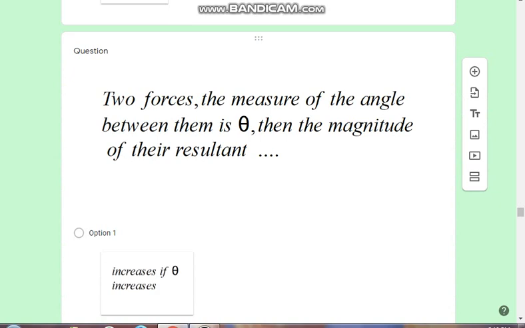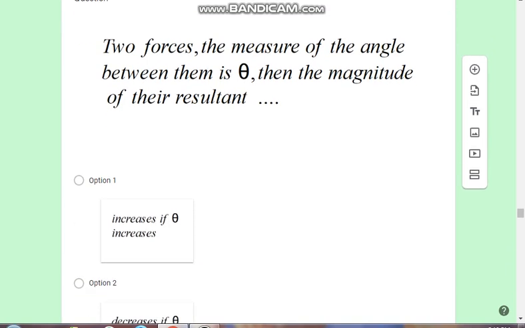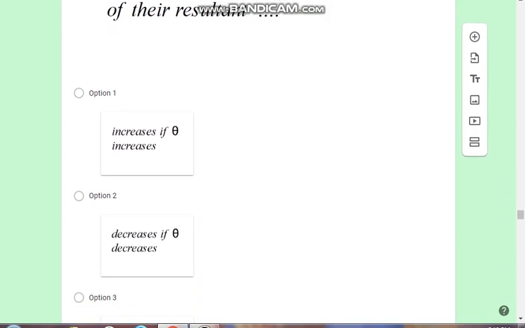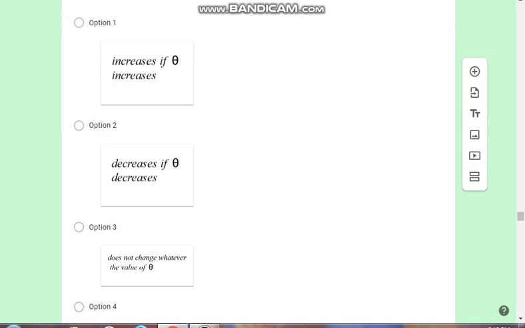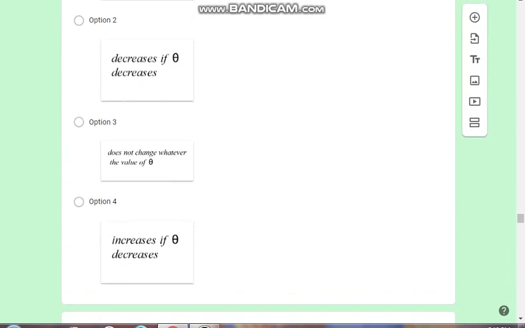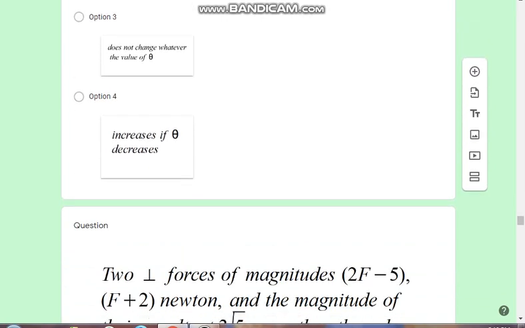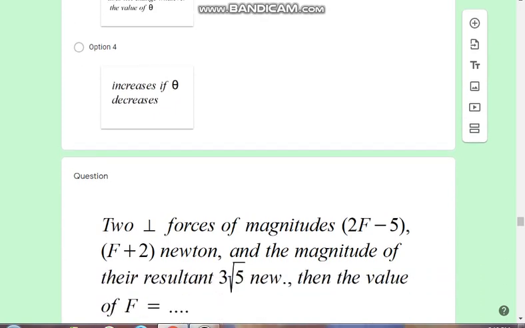The next: two forces, the measure of the angle between them is theta. Then the magnitude of their resultant increases if theta increases, decreases if theta decreases, does not change whatever the value of theta, or increases if theta decreases.